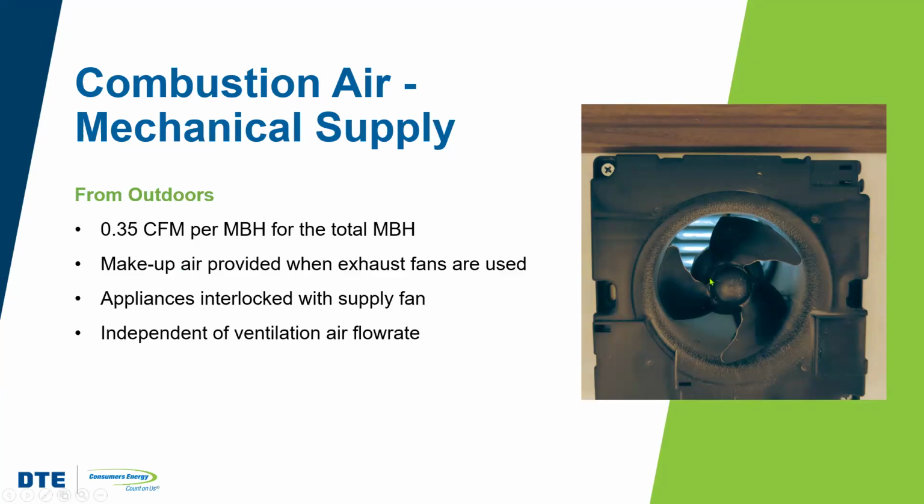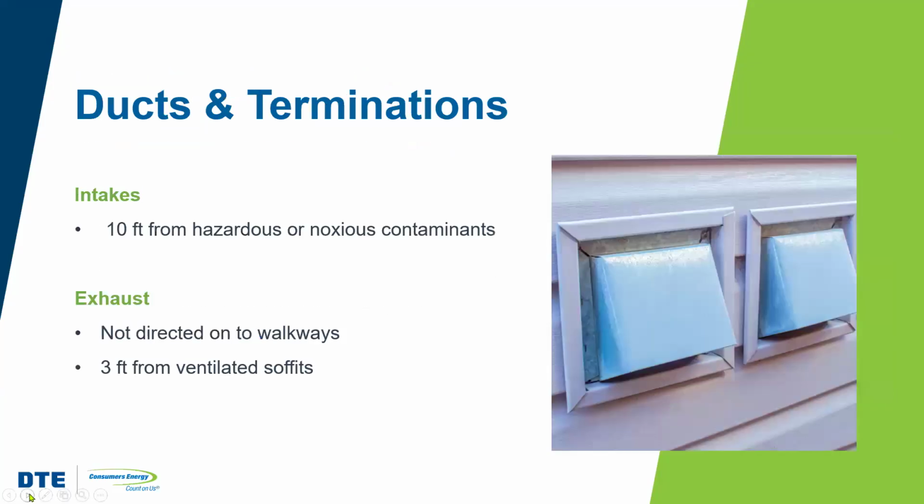Whenever you've got a fan, you want to make sure that the fan is interlocked with the equipment in the space, so that whenever the equipment is running, this fan is open. And you want to make sure that when the equipment's not running, the fan is closed and the backdraft dampers are closed, so that you're not bringing in unwanted outside air. And note that this ventilation rate is independent of the other ventilation rate that you've got going on for the rest of the house. So this is in addition to that.